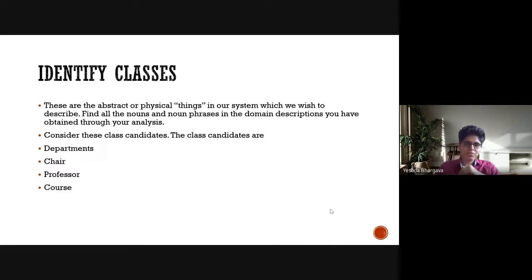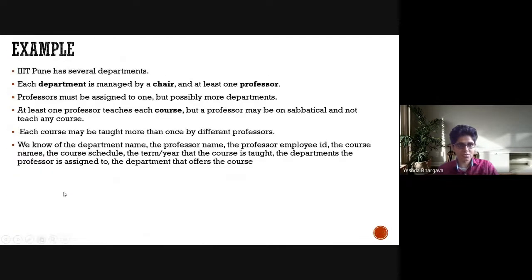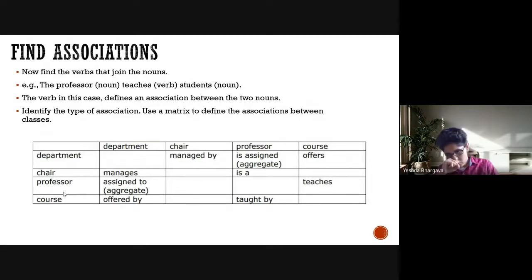After you have identified the classes, you next find the association between the different classes you have identified. Note that we are moving very step by step. Normally it is advisable to create a matrix to specify the associations between the different classes you have identified. Because in this case there are four classes, you will have this kind of matrix, and in that you can specify the relationships between the different classes.